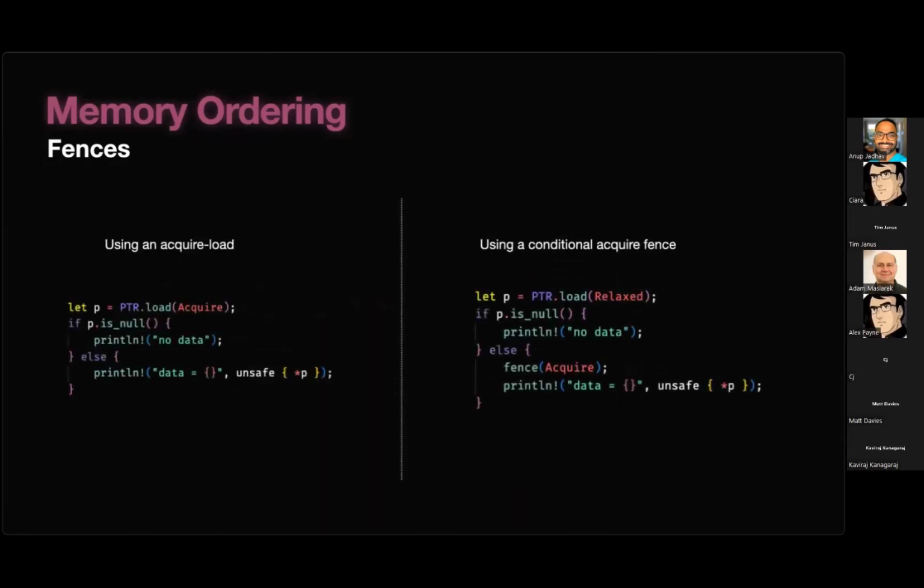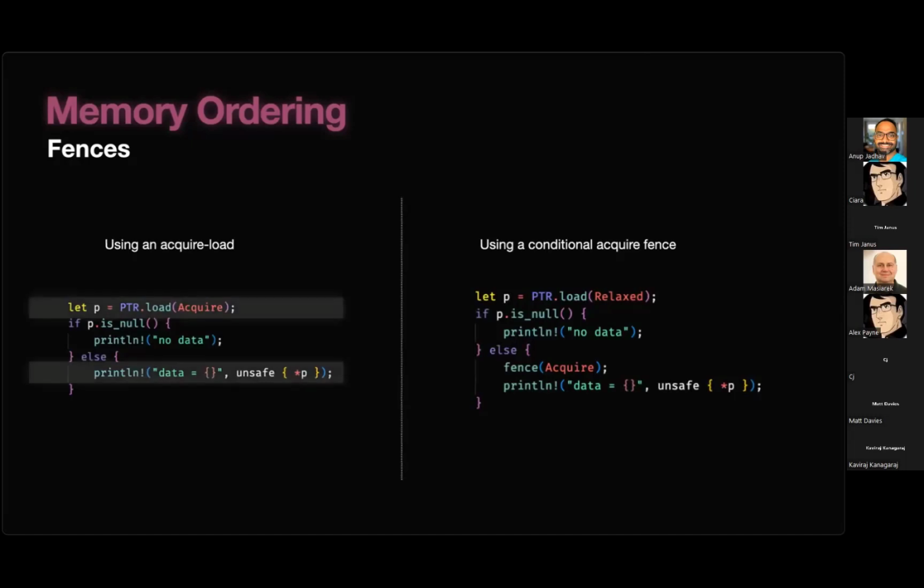A fence doesn't need to be immediately before or after the atomic operations either. There can be other activities, even control flow happening in between. We can make the fence conditional, similar to how compare and swap operations have both a success and a failure ordering. And here's a good side-by-side comparison.